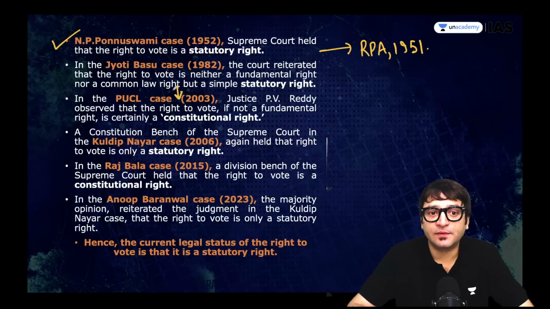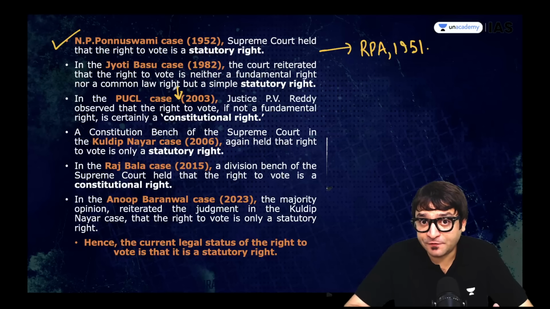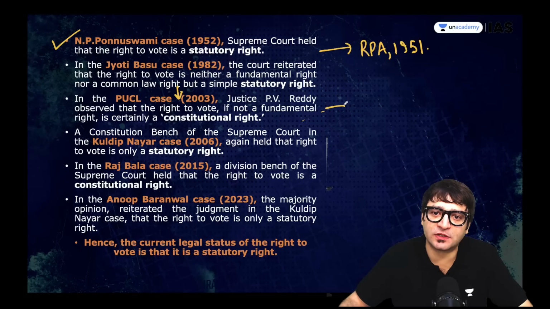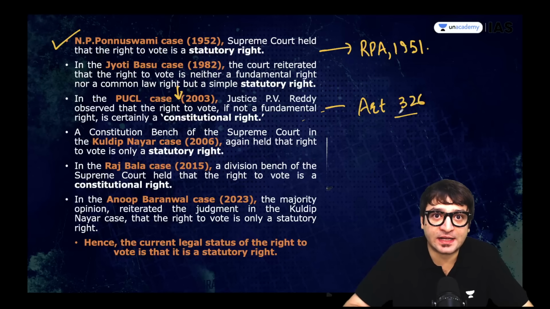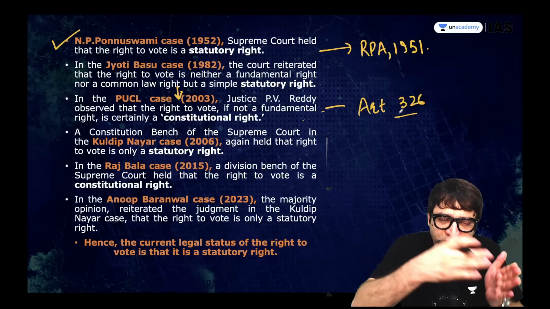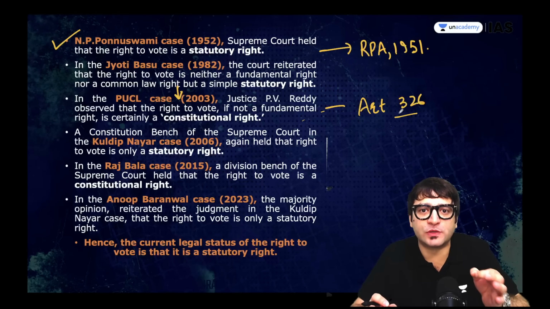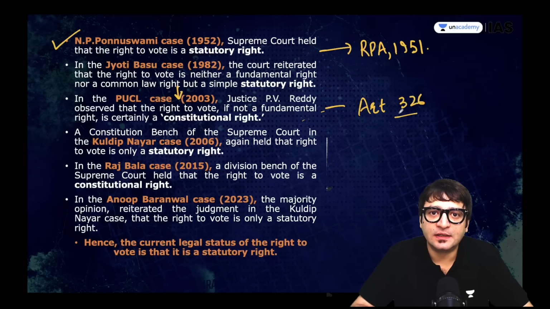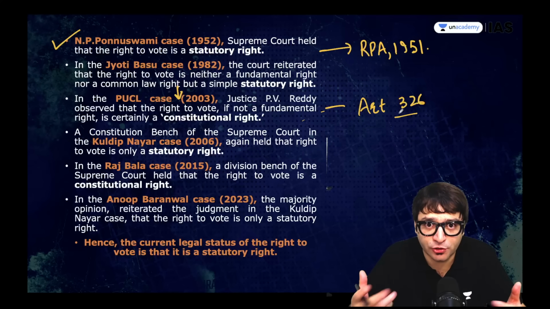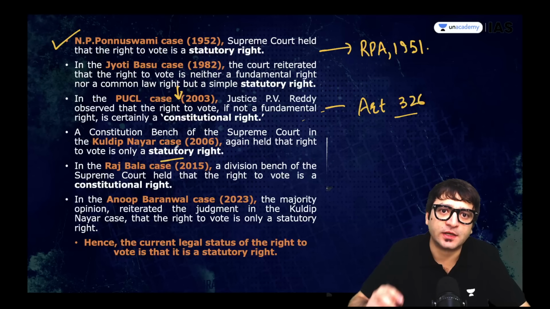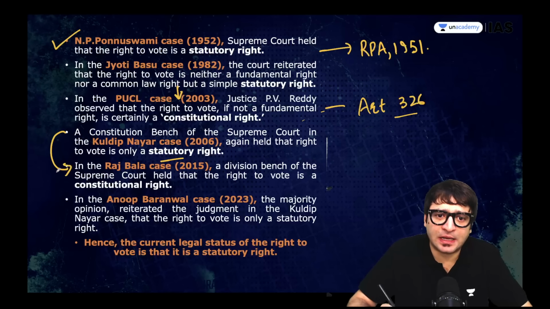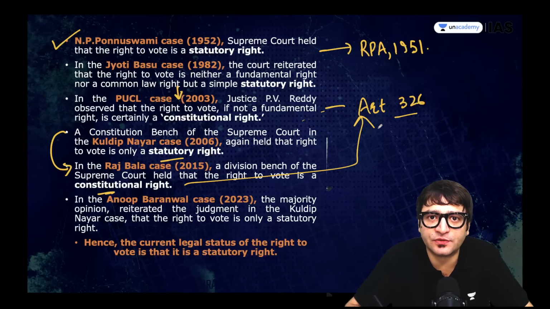PUCL case 2003, Supreme Court said if it is not a fundamental right, certainly it is a constitutional right provided under Article 326 of the Constitution. Kuldeep Nayar case, in which we discussed it previously, two things were changed: secret ballot, open ballot. And you can be a registered voter in any parliamentary constituency of this country in order to contest Rajya Sabha election. In this case, a 5-judge bench of the Supreme Court, because it was a constitution bench, said right to vote is a statutory right. But a few years later, in Rajbala case, a 2-judge bench of the Supreme Court said right to vote is a constitutional right provided under Article 326.